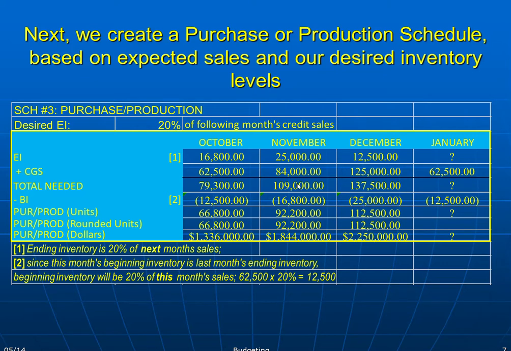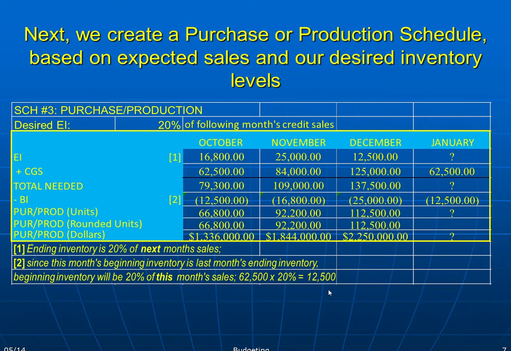How many units am I going to have on hand? Well, my beginning inventory in November was my ending inventory in October. That's what I have on hand. That's what I need to acquire, round it up, and that's what it's going to cost me: $1,844,000. And we would do the same for December and January.